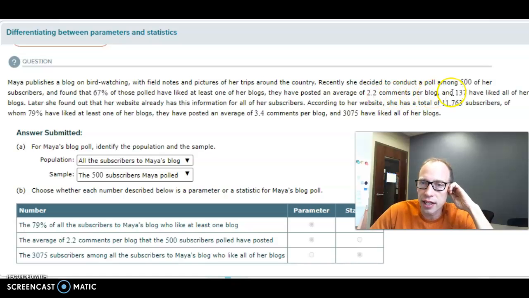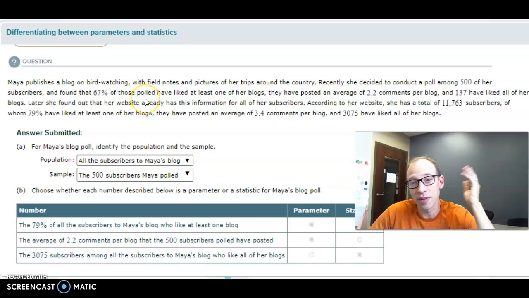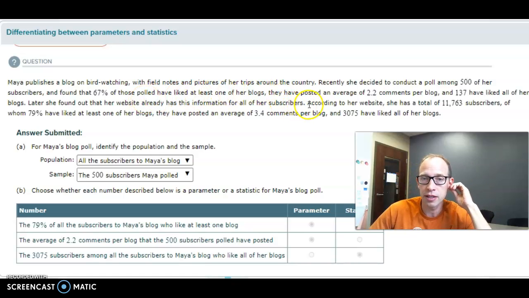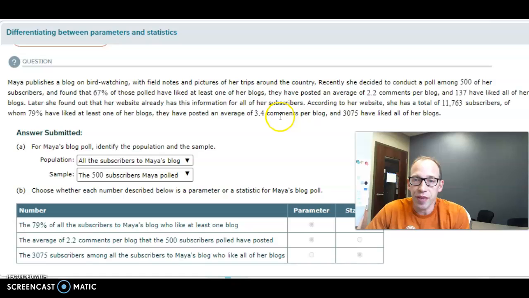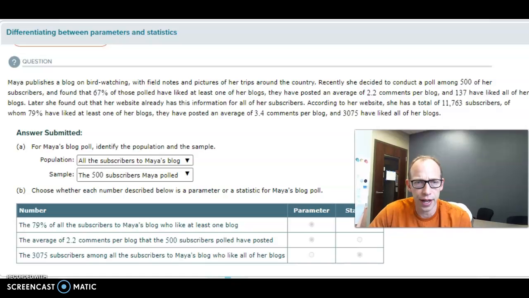And 137 have liked all her blogs. And later we find out her website already has this information, which a lot of them do now. According to the website, she has a total of 11,763 subscribers, 79%. So the true average is actually a little higher than among the 500 that she polled. And those of the full 11,000 plus subscribers, they've posted an average of 3.4 comments, and 3,075 of those have liked all her blogs.